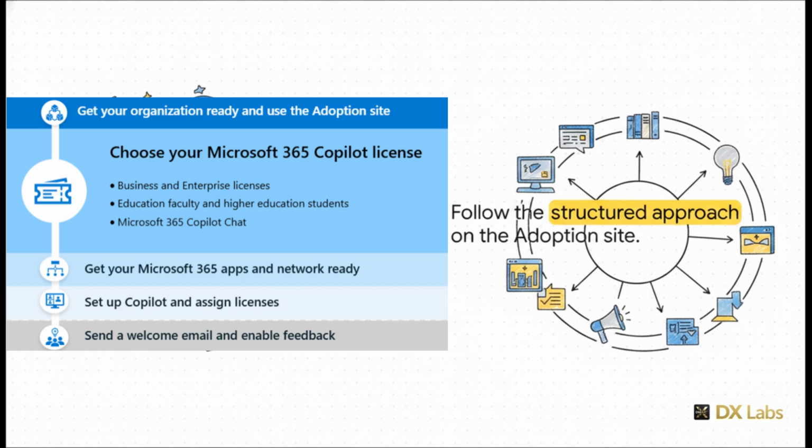You start out by choosing the correct license. Next, you prepare your technical environment, getting your Microsoft 365 apps, your network, and your data governance squared away. Then, you actively set up Copilot and assign those licenses. And finally, you engage your users by tapping into built-in success kits and scenario libraries. It's essentially your ultimate hub for moving from technical setup to getting users confidently on board.